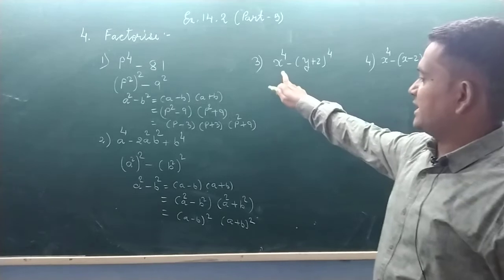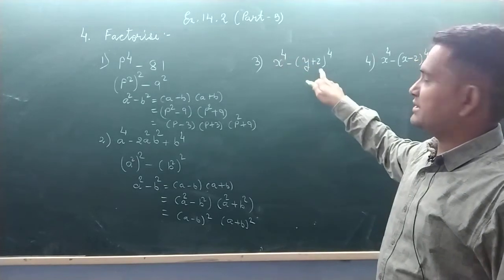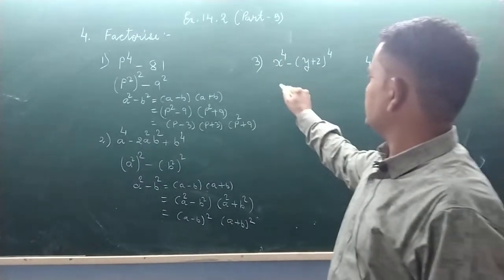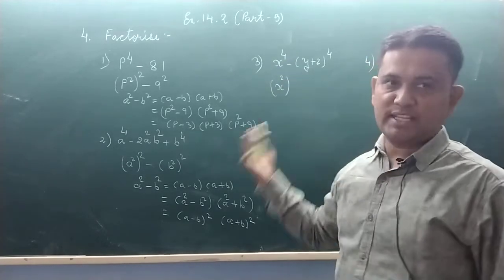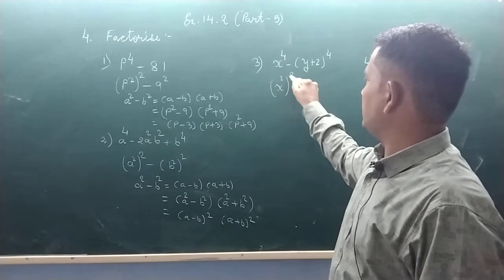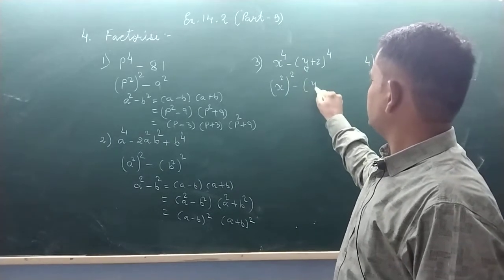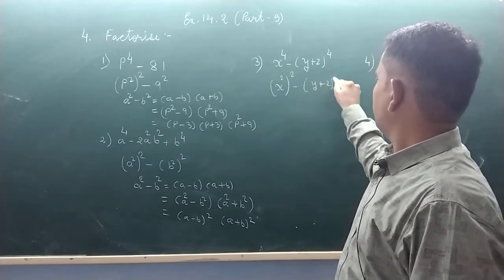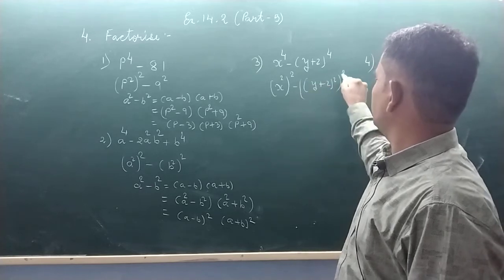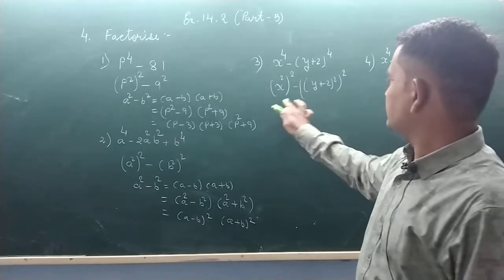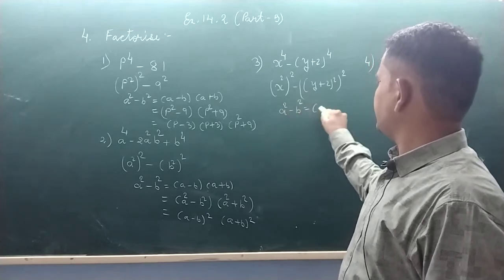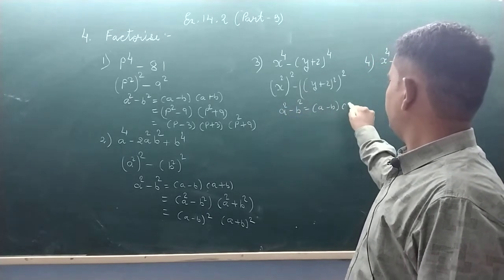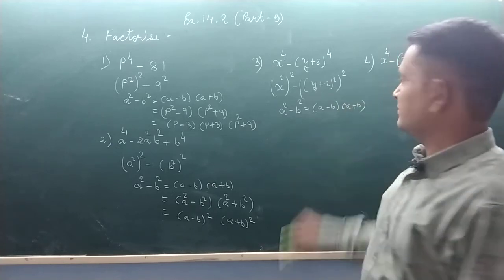Okay, this is x power 4 minus y plus z whole power 4. So here, students, this is power 4, so we write as power 2. So x power 2 whole power 2 minus y plus z power 2 then whole power 2. Now this is a square minus b square, so we write as a minus b and a plus b.